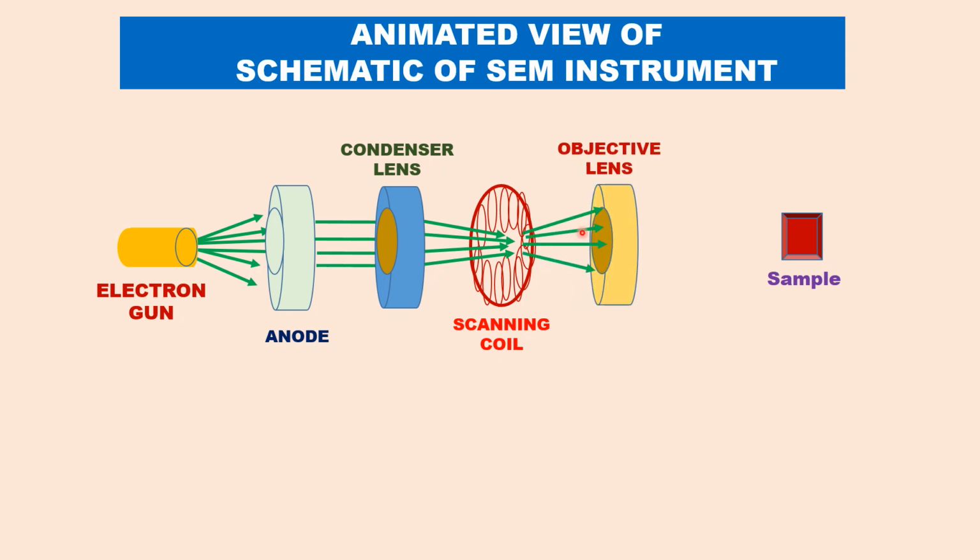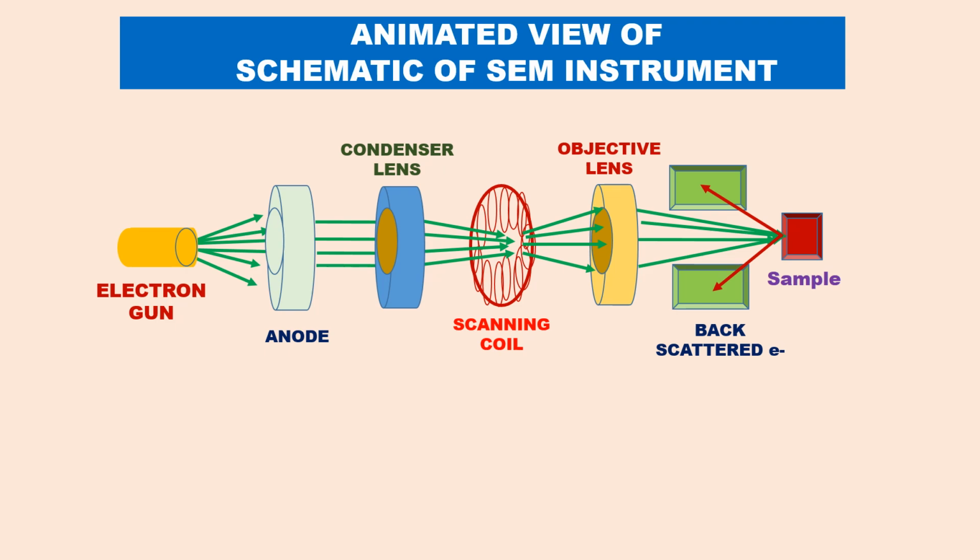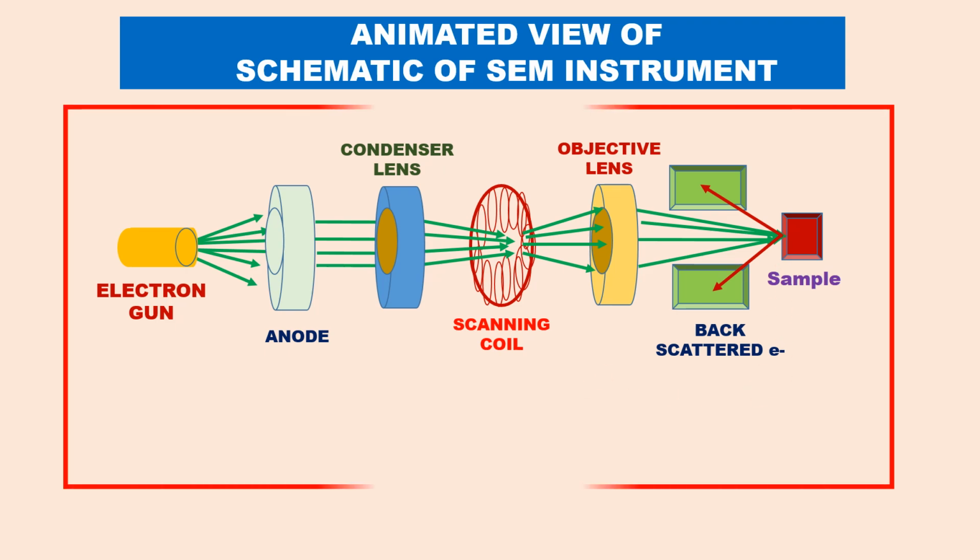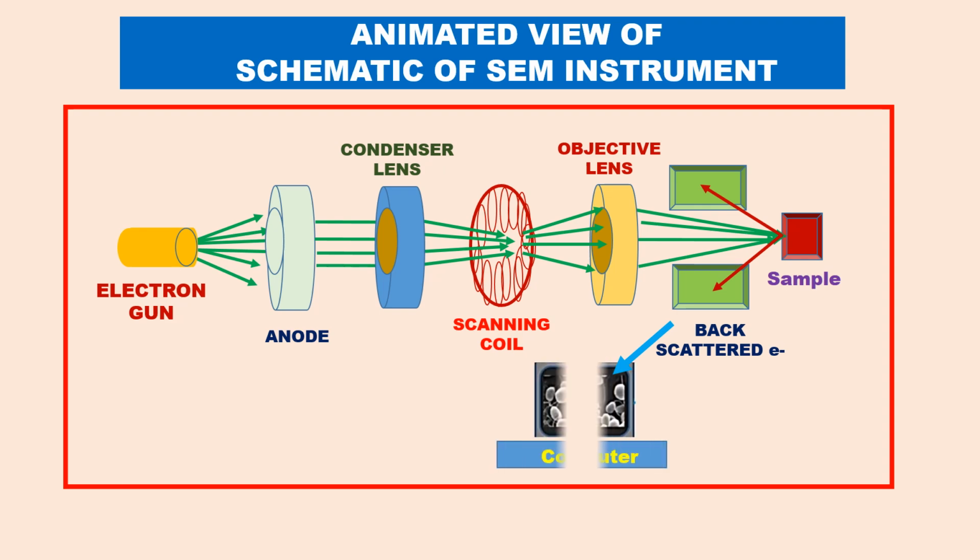Then the electron beam passes through the objective lens, which focuses the electron beam onto the sample to give backscattered electrons. These backscattered electrons are collected and converted into an image and displayed here.